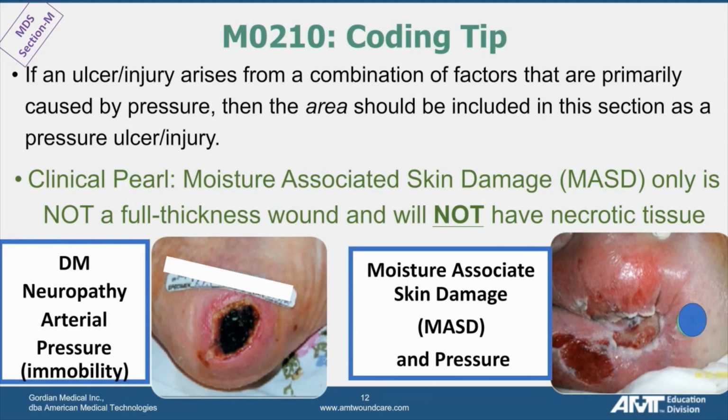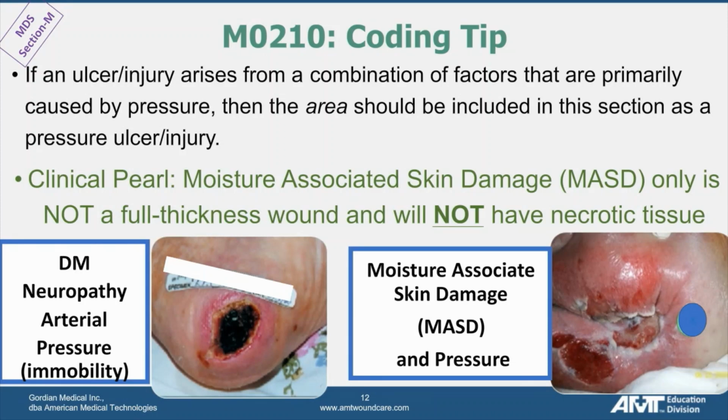In Section M of the MDS, Coding Tips M0210 states that if an ulcer injury arises from a combination of factors that are primarily caused by pressure, then the area should be included in this section as a pressure ulcer injury. So this is really important for us to understand, as this happens frequently in our care setting.